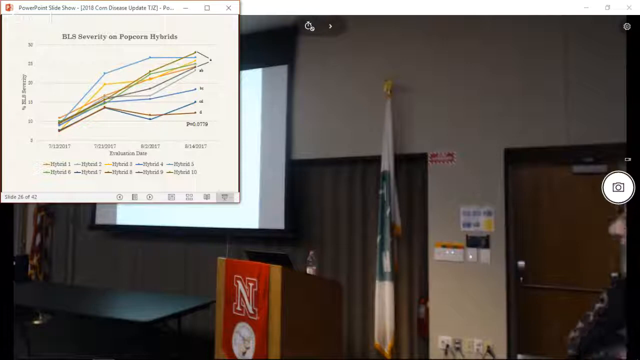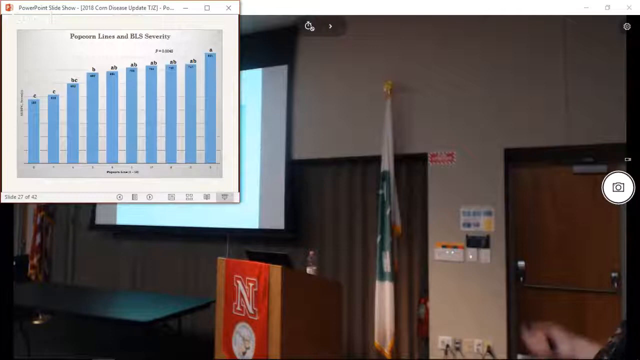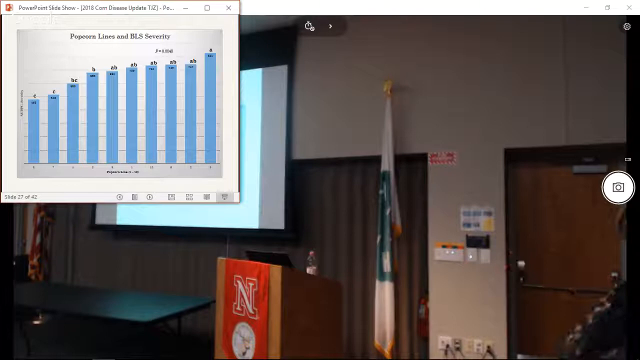In fact, just right next to each other, 30 inches away, one was about a third covered in some of the leaves with bacterial leaf streak, and the other had zero lesions on them. There's big differences out there. And when you melt it all down into one number, it looks very much like the initial graph that I showed you of the dent corn. Okay.